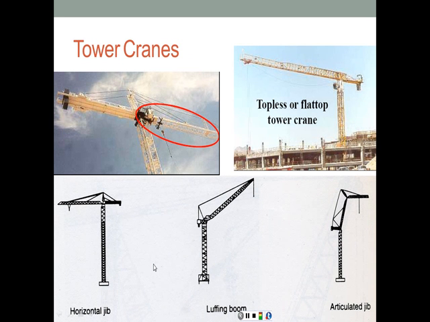Now that we're done with the ground moving cranes, we're going to start looking at tower cranes. And tower cranes, as you can see, have different shapes, different forms. One is called the topless or flat top tower crane, like this one. The other one is the hammer-like, which has the cables extending on top of the crane itself. This is the horizontal jib. This is the luffing boom. And here we're going to have the counterweights. And this is the articulated jib, which can have a farther reach horizontally.